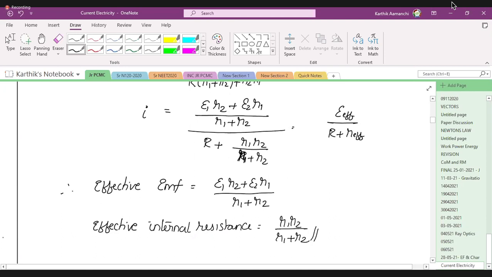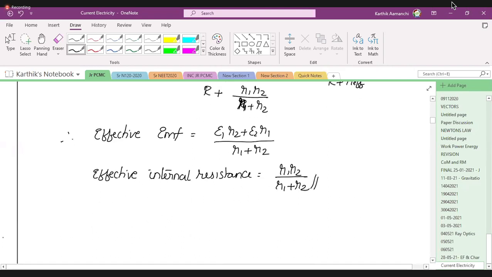If epsilon 1 is equal to epsilon 2 is equal to epsilon, and R1 is equal to R2 is equal to R, what happens to your effective EMF? That means if I take two cells of 10 volts and 10 volts, and connect them in parallel, what is your effective EMF? 2 epsilon by r? Is 2 epsilon.